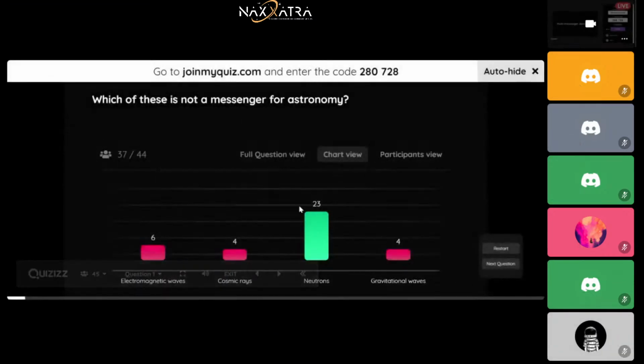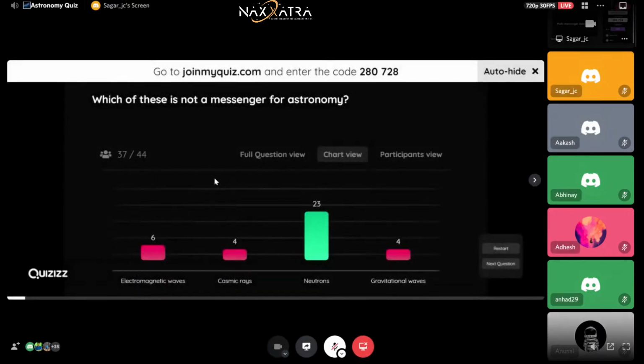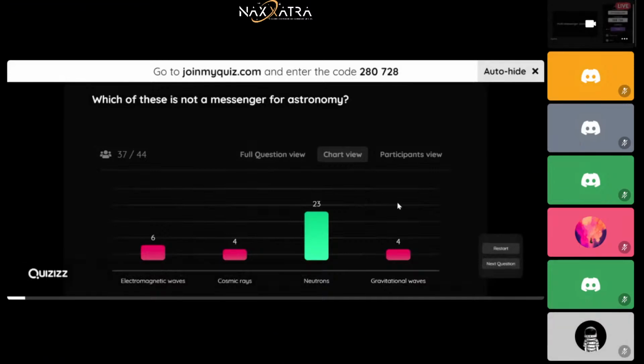One instruction: you all have to answer within the time limit, because if the time limit is crossed, you can't answer. So please try to answer within the time limit and don't try to Google, because Googling takes time. So, the next question.